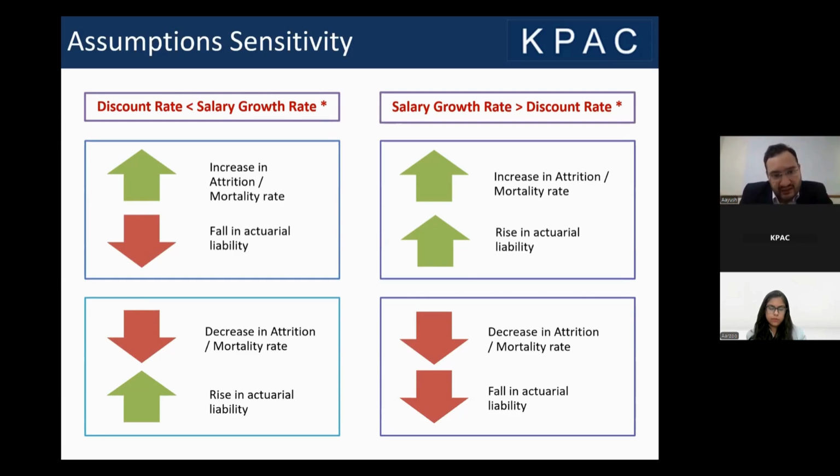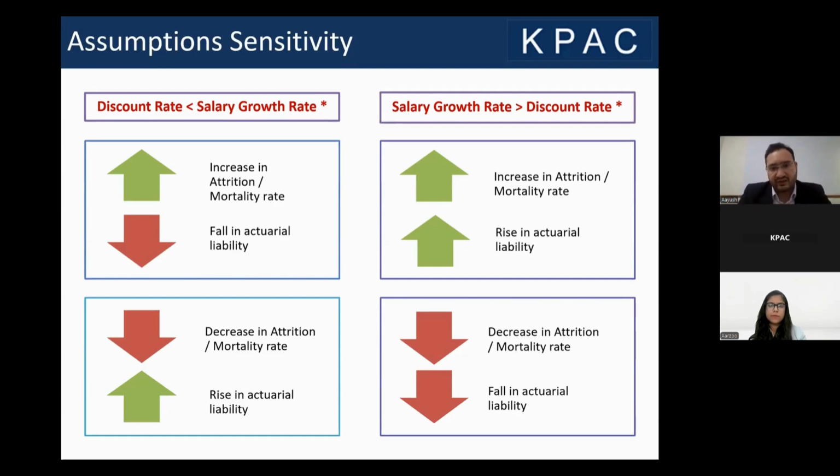If I increase my attrition rate from 0 to 10%, my expected remaining working lifetime may, hypothetically, let's assume, reduce to 10 years. In that scenario, my liability will also reduce because the numerator is higher than my denominator. Because of this, an increase in attrition rate or mortality rate will result in a fall in liability in scenarios when the salary growth rate is higher than the discount rate.